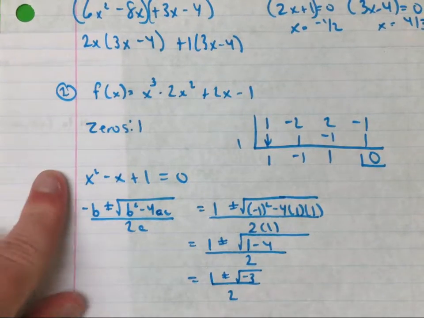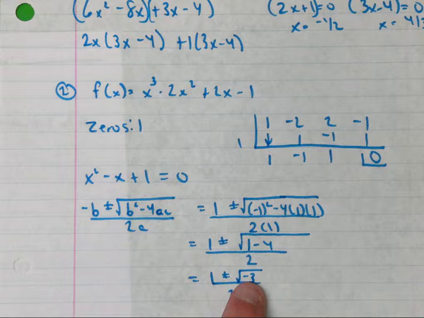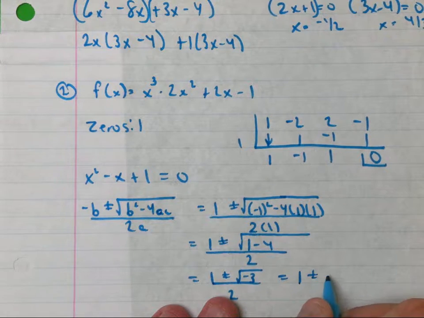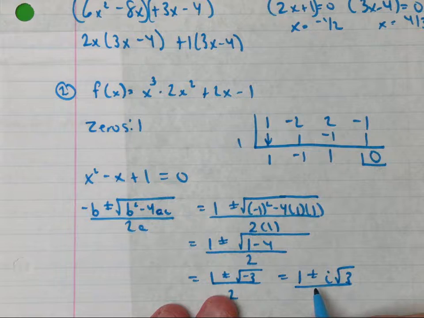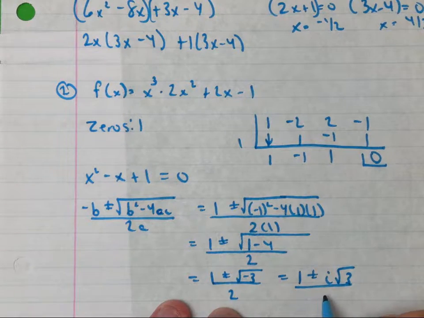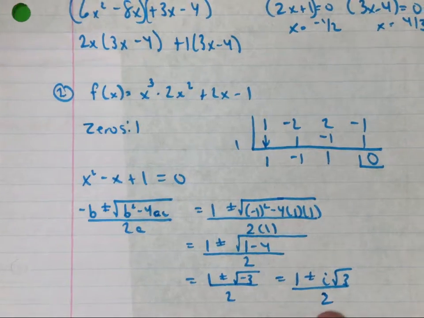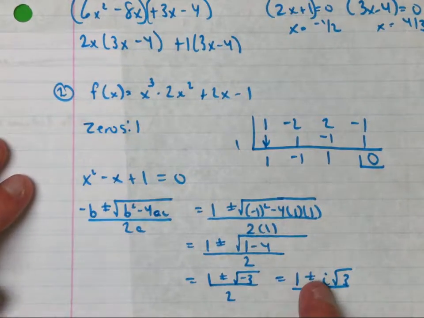And I come up with 1 plus or minus square root of negative 3. There's a negative in the radical, so therefore this solution will be complex because it involves an i. So I'm going to simplify 1 plus or minus. I take an i out to take into account for that negative, so it's 1 plus or minus i square root of 3 over 2. So these are two zeros right here, the 1 plus and the 1 minus.